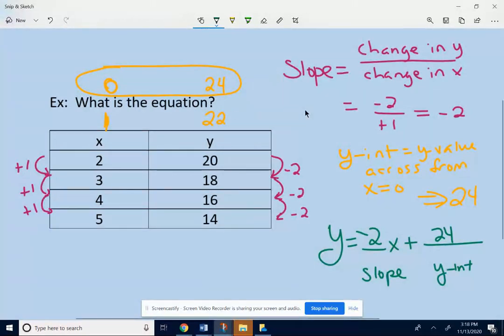Okay, but big idea. Slope of a data table, change in y over change in x. The y-intercept of a data table is the y value across from x equals 0. Sometimes you have to count backwards to get it.